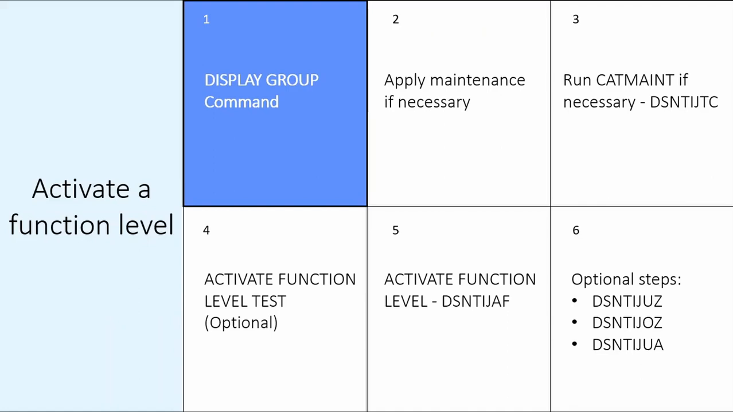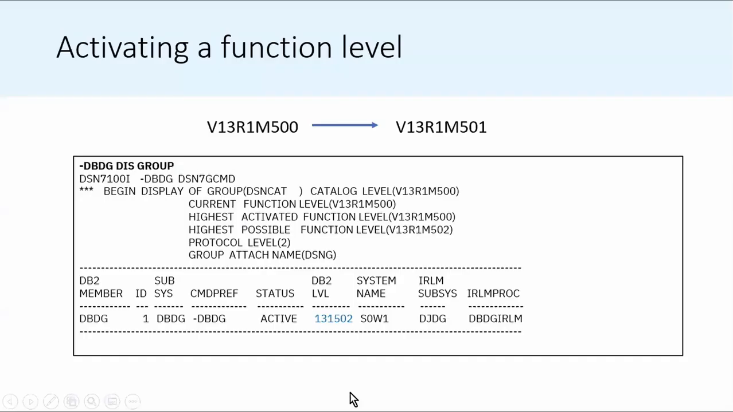So back to the 6 easy steps for activating a function level. The first one here is the display group command, and this is just to check what your current function level is, what the highest function level possible is, and a couple of other details included in this display group command, just to see where you are at. So Mark, if you go to the next slide, this should look very familiar.